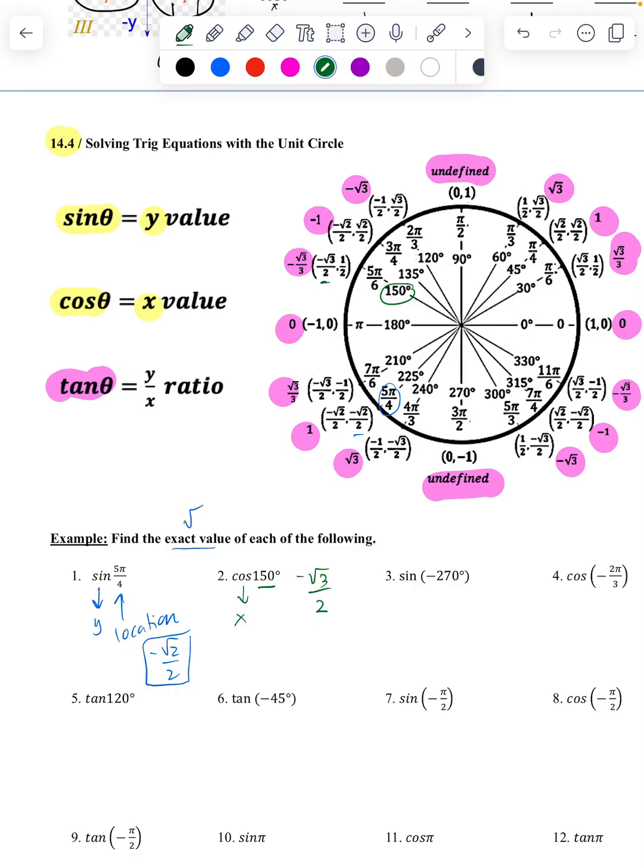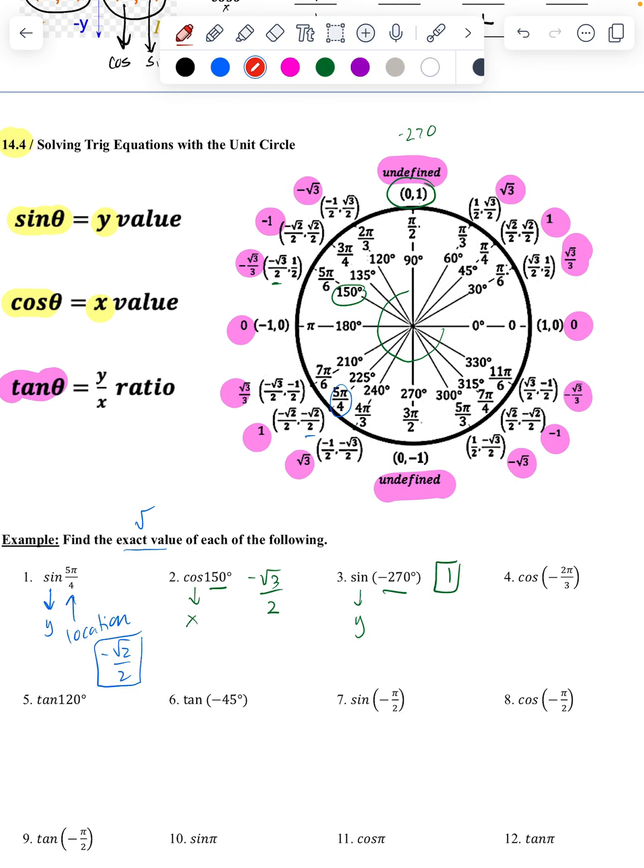Like here, negative 270. So you have to kind of think this one through. So negative means I'm going to go down instead of up. And I'm going to go down past 90, past 180, and then this mark is our negative 270 mark. So I'm actually at this point, and it's asking for the y at that location. And the y at that location is 1.